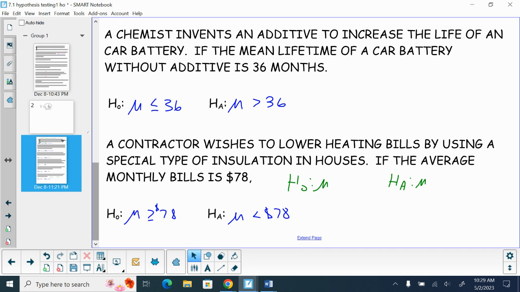Tomorrow we'll come in, we'll start doing some mathematical computations with them, and we'll continue to work with these problems. But you need to start first off just with the null and alternate hypothesis. All right, questions? This will be your worksheet for the next couple days here, so just make sure you keep them.